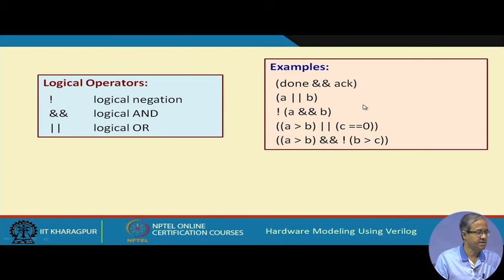So, here you can see some other examples of logical expressions: NOT A AND B. Here A AND B will be done first, then NOT of that. Here there are two expressions, A greater than B, which will be either true or false, C equal to 0, which will be true or false, and you are combining them using this OR. Similarly, here there are two, A greater than B, B greater than C. So, you are first doing NOT of this, then you are combining these two using AND.